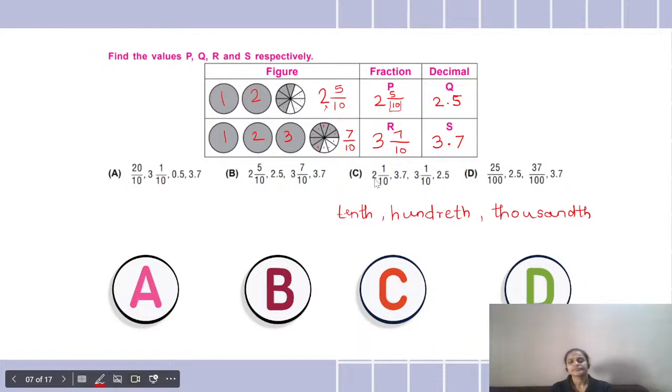Please focus on that. Okay, so according to this, my second option B is correct. All right, so it was not A, it was B, and B with 2 5 upon 10, and then 2.5, 3 7 upon 10, and 3.7. Okay, so option B was the correct answer, and this is how we get it. So I hope it's clear to all of you. Okay, yes, so the answer to this question is option B. Now let's move on to the next one.